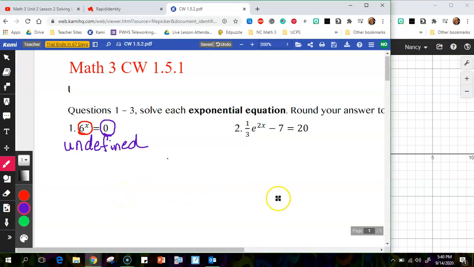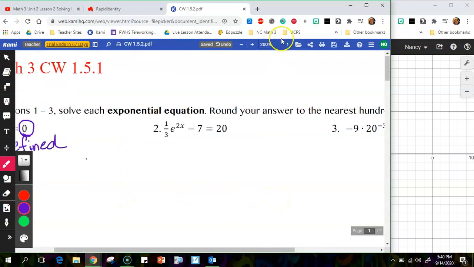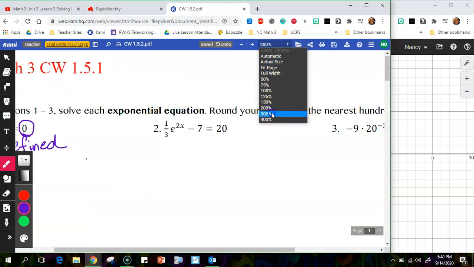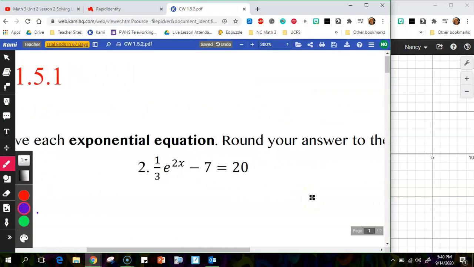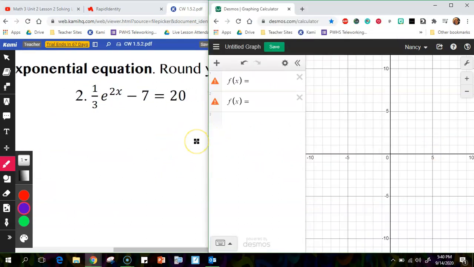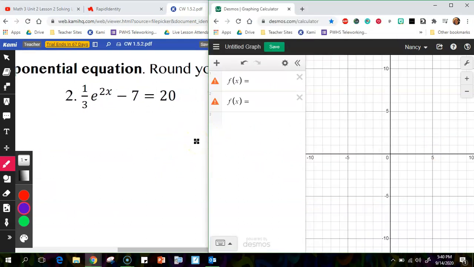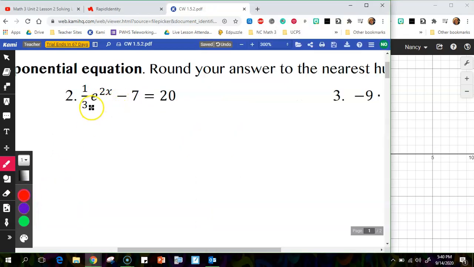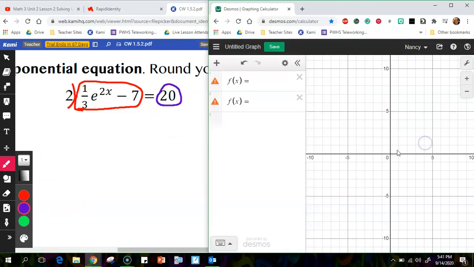All right, let's go ahead and look at number 2. I wonder if I can make this a little bit bigger. Oh yeah, that works. Okay. So on Desmos, move this over. So what we do is one line is going to have this, and then the other line is going to have this. This is number 2, so I don't want to confuse that. So this is how you're going to enter this.